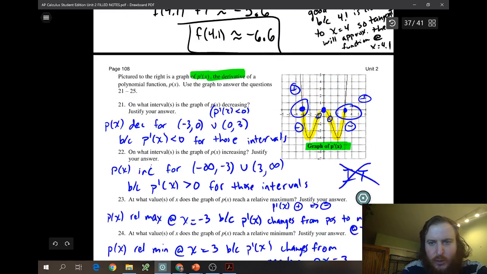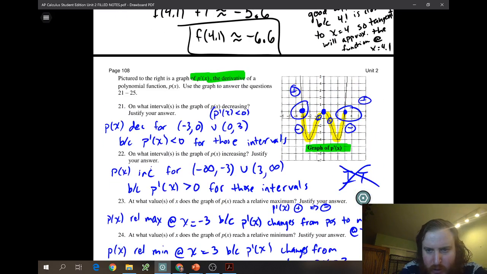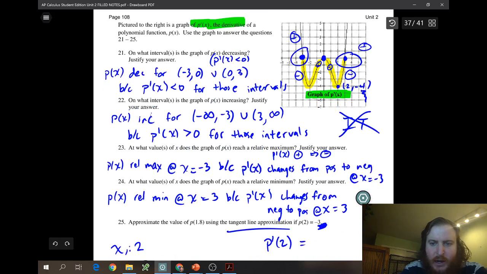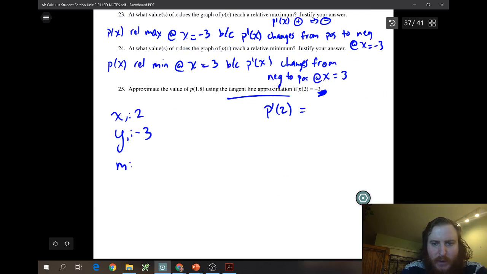Well, for p prime of 2, we have a graph of p prime. The point is 2, negative 4, right? That's why we practiced identifying that. So p prime of 2 is negative 4. It's from the graph. So now we have y minus negative 3, y plus 3 equals negative 4 times x minus 2. So that was our first step.